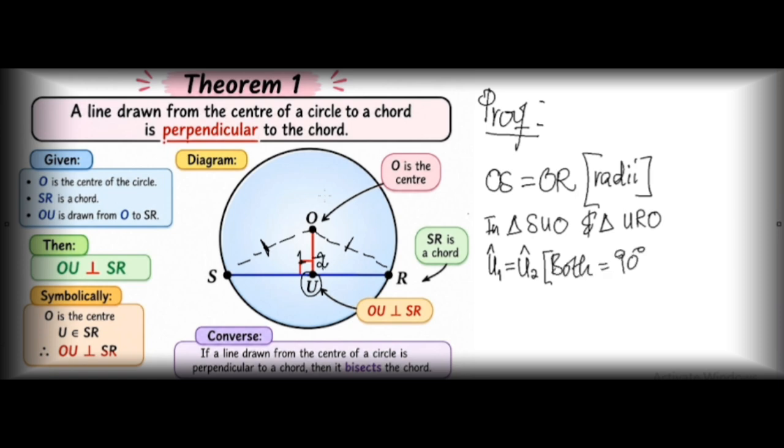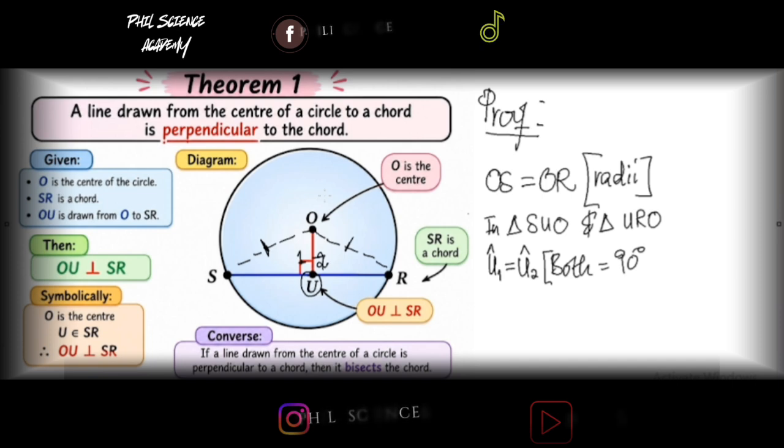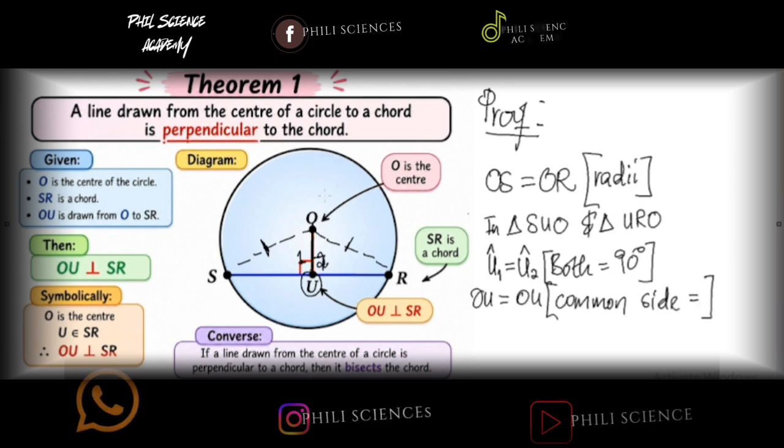Now let's also look at these two triangles, triangle SUO and triangle URO. They have a common side, meaning OU is equal to OU in both triangles. Reason being, common side, which is equal in both triangles, right? And then let's also look at the radius. We already know that OS is equal to OR, reason being radii are equal.